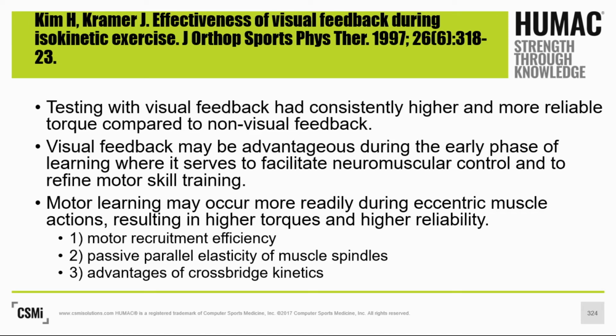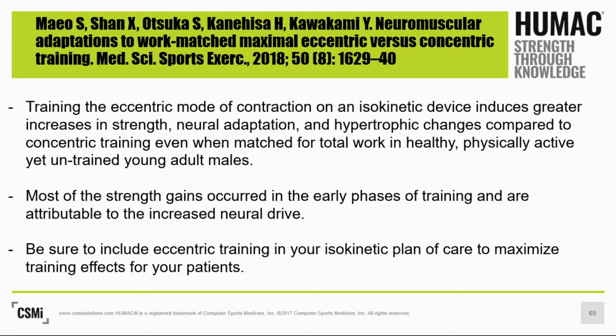This is a study that was performed out of Japan in 2018, in which they took 12 young, physically active, yet untrained males. They trained the quadriceps muscles twice a week for 10 weeks on an isokinetic machine, with one leg performing only eccentric contraction and the other leg performing only concentric contractions. The eccentric leg was done first for up to 6 sets of 10 reps, and then the concentric leg performed enough reps in each set to match the total amount of work in the first leg.